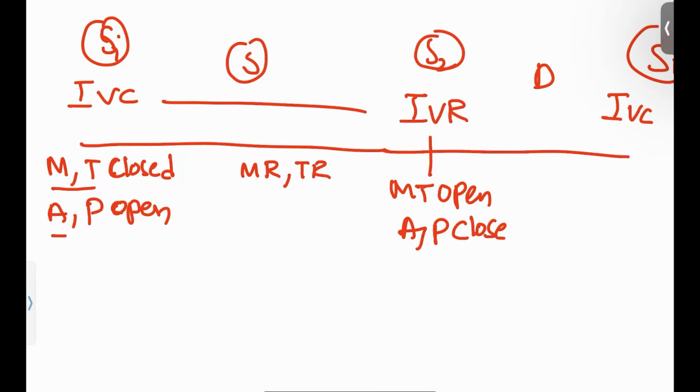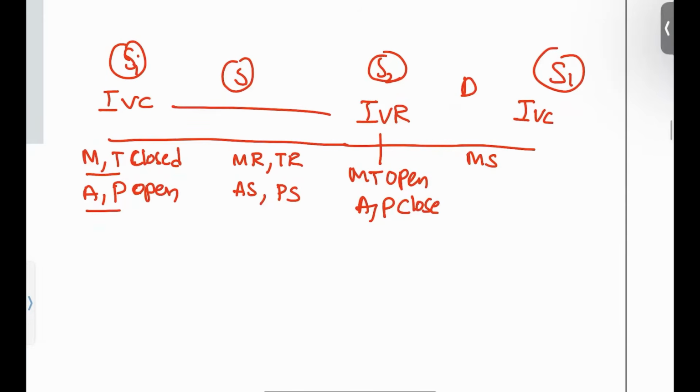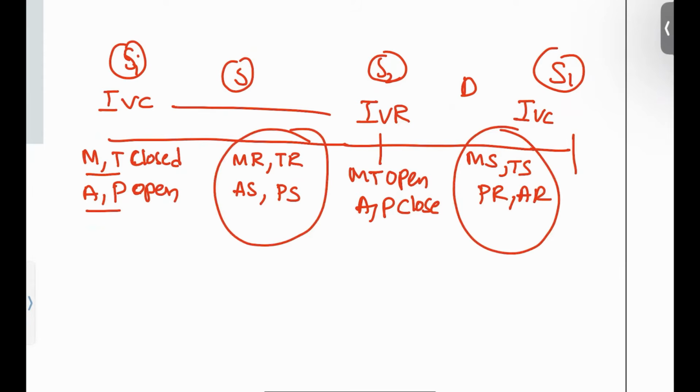And the aortic and pulmonic valves are open. They have to pump properly, but cannot pump due to a narrowed valve. That is aortic stenosis and pulmonic stenosis. Opposite to that, mitral stenosis is seen here, tricuspid stenosis is seen here, and pulmonary regurgitation and aortic regurgitation are seen here. So at least remember this cardiac cycle and its phases, and you can easily answer in the examination.